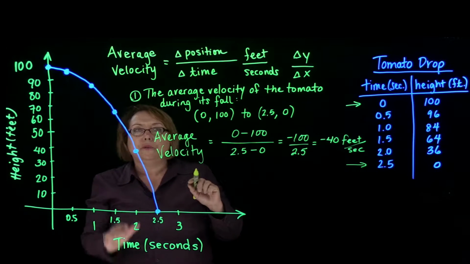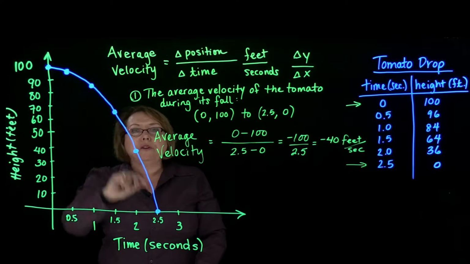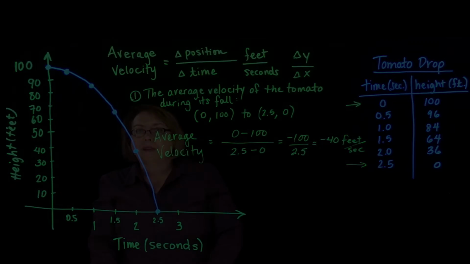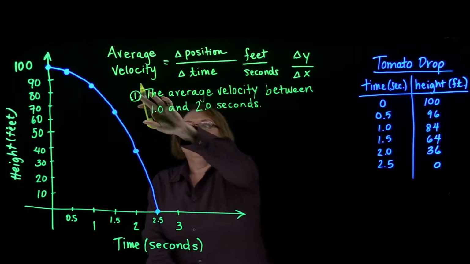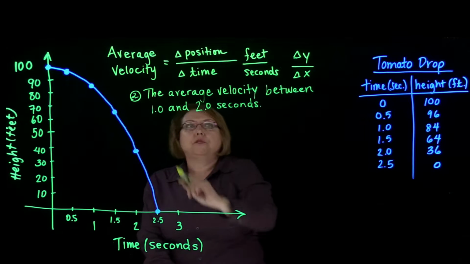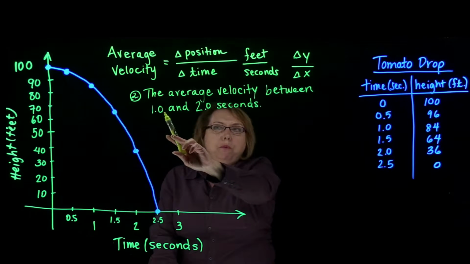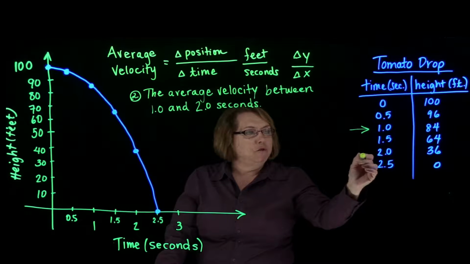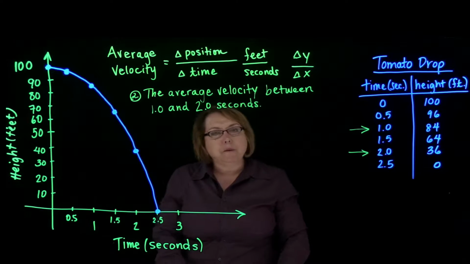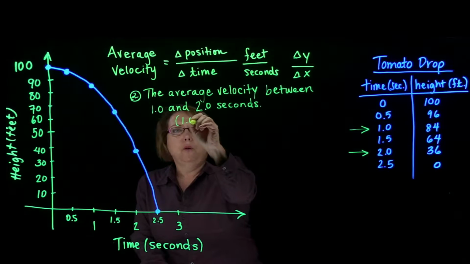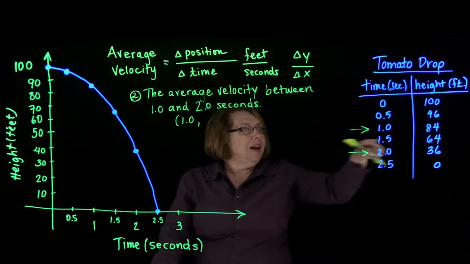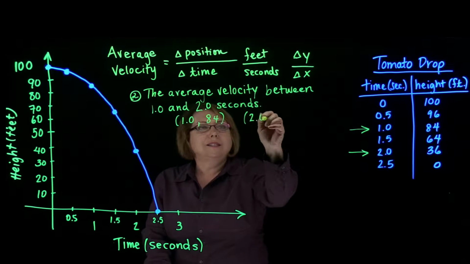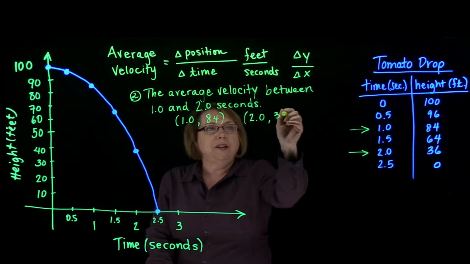What if we wanted to compute the slope of a different set of points? Well, we could choose whatever points we'd like. So what if we wanted to now talk about the average velocity between 1.0 and 2.0 seconds? So let's come over here to our tomato drop table. And now we're going to use those 2 ordered pairs. So at 1 second, the height of the tomato was 84 feet. And at 2 seconds, the height of the tomato was 36 feet.